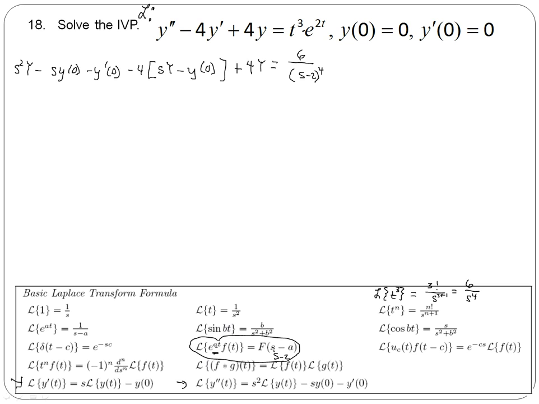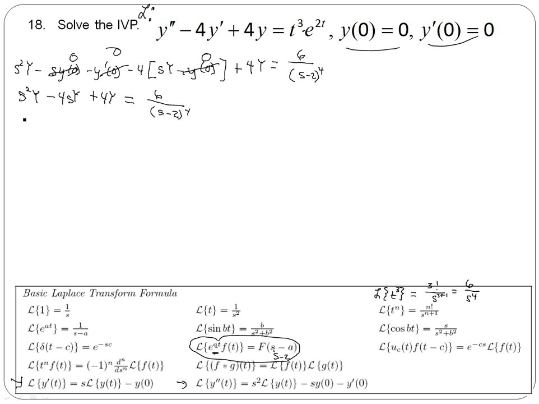Now in this case, the initial values are both 0. y of 0 is 0, y prime of 0 is 0. So all of these initial values are 0. And that leaves me with s squared Y minus 4sY plus 4Y is equal to 6 over (s minus 2) to the 4th. Oops, that's a 4Y.